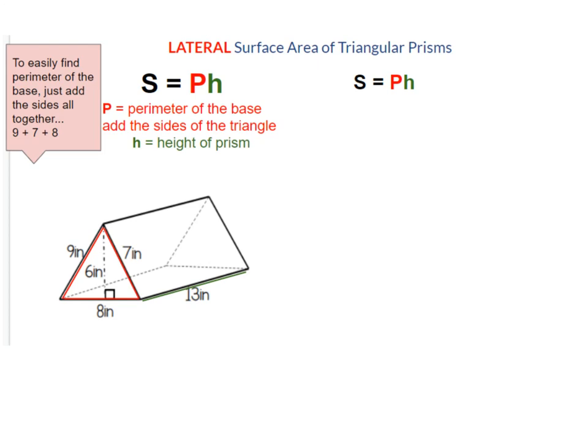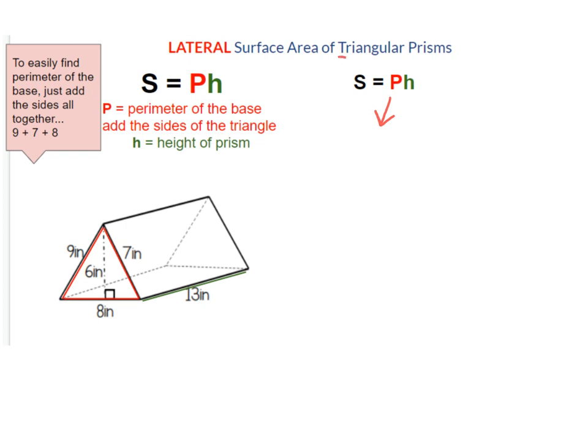In this video, we will talk about how to find the lateral surface area of triangular prisms. The formula that we're given is capital P times H, where capital P stands for the perimeter of the base and H stands for height of the prism. To find the perimeter of the base, we're simply going to add the sides of the triangle.